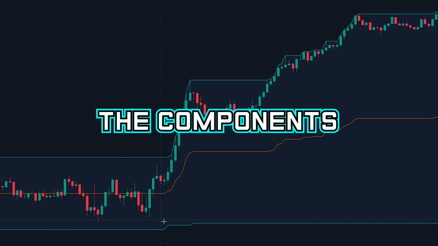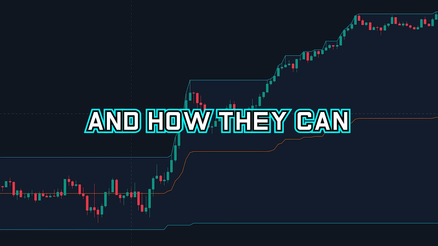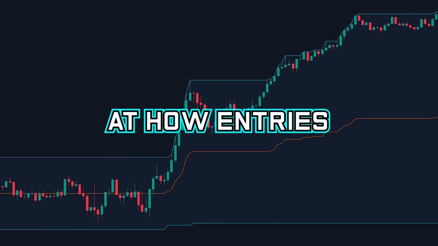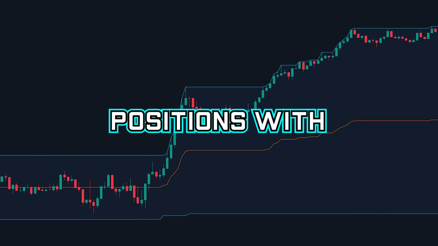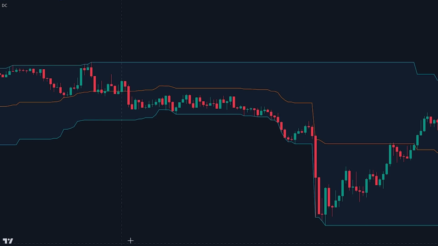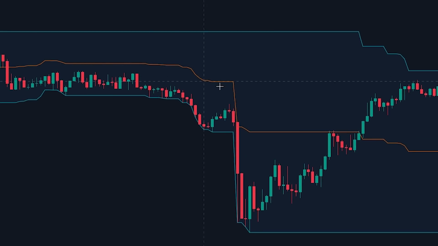Now that we know what the components of the indicator are and how they can be read, let's take a look at how entries can be made with it, before looking at a full strategy to enter into positions with. The first method for entering into positions with the indicator involves looking for crosses where the price action closes below or above the middle band. In this case, the price action closed above the middle band. This indicates a possible bullish shift in the market sentiment.